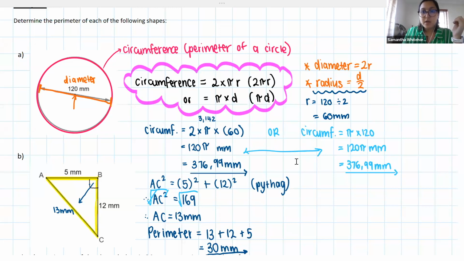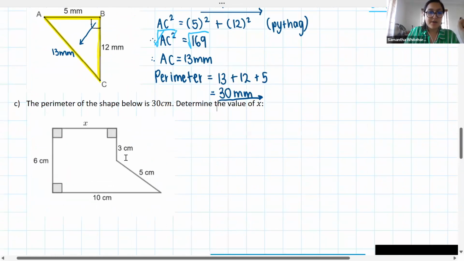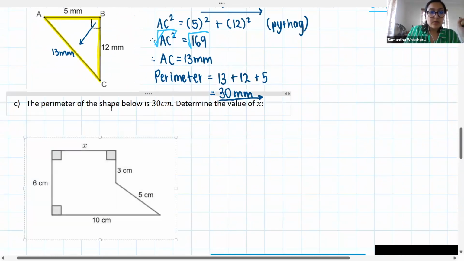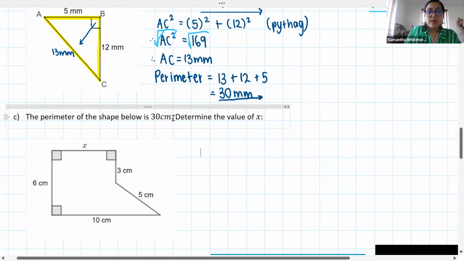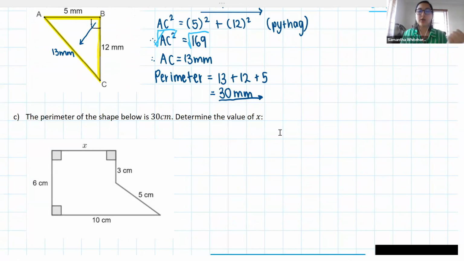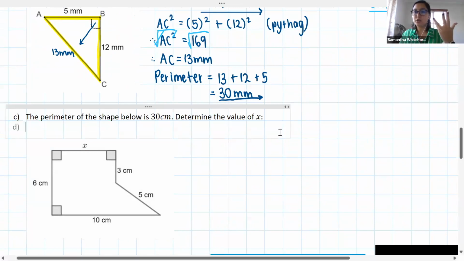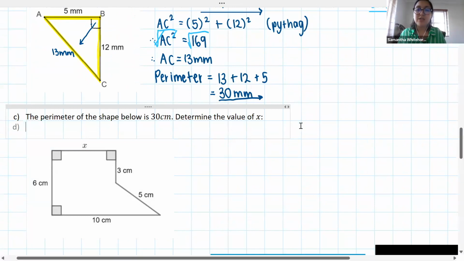Alrighty. Good, guys. Okay, so this is now where things start to get fun. We will start to expect you to work with shapes that are what we call composite shapes or complex shapes. Basically, it's not a square, rectangle, triangle, circle. You can't just use a formula and go with it. It's not going to work. So what we need to do is essentially break a shape up into shapes that we are comfortable with.